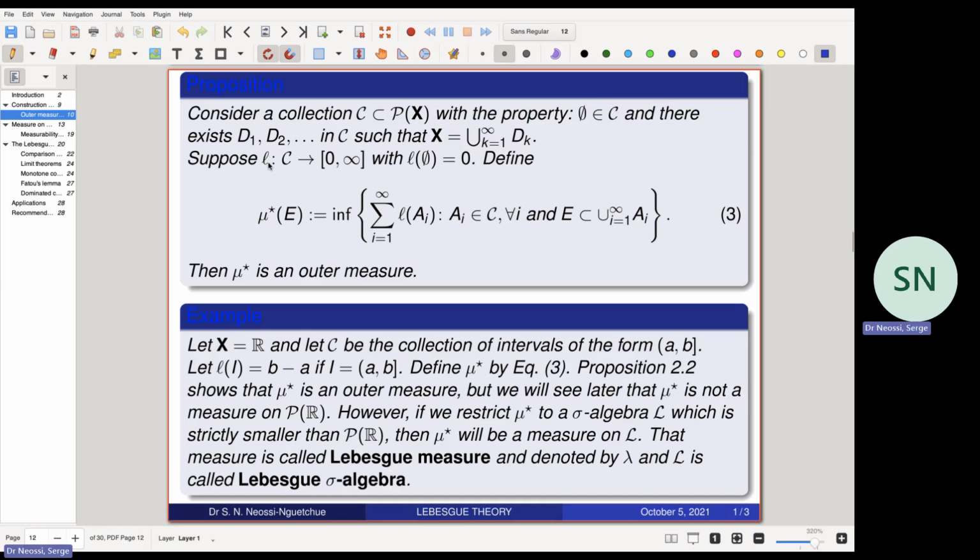via a certain function L, defined from C to the interval 0 to infinity, and we assume that L of the empty set is 0. We define mu star of E to be the infimum of the series of L of A sub I, where I runs from 1 to infinity, each A sub I is an element of the collection C, and E is contained in the countable union of the A sub I. In other words, the A sub I form what we call a covering of E.